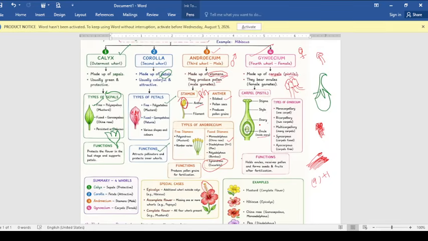Monocarpellary means it has only one carpel. As in the case of the pea family, you will get only one carpel, monocarpellary. Bicarpellary, you will get in the case of mustard. Two carpels are there. Multicarpellary, or tri to multi, you can say.